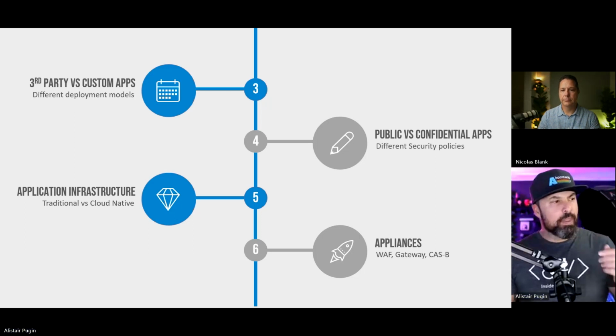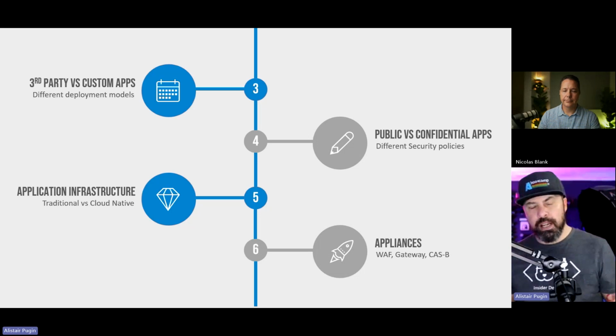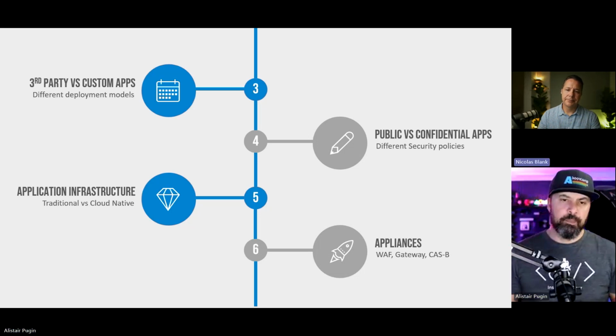Now, Nick, you mentioned earlier on, from an application infrastructure perspective, where it's running. You said you had a customer that's running Kubernetes on top of a Windows ecosystem and not a Linux ecosystem. Is there a difference between traditional apps and cloud native apps when it comes to security?